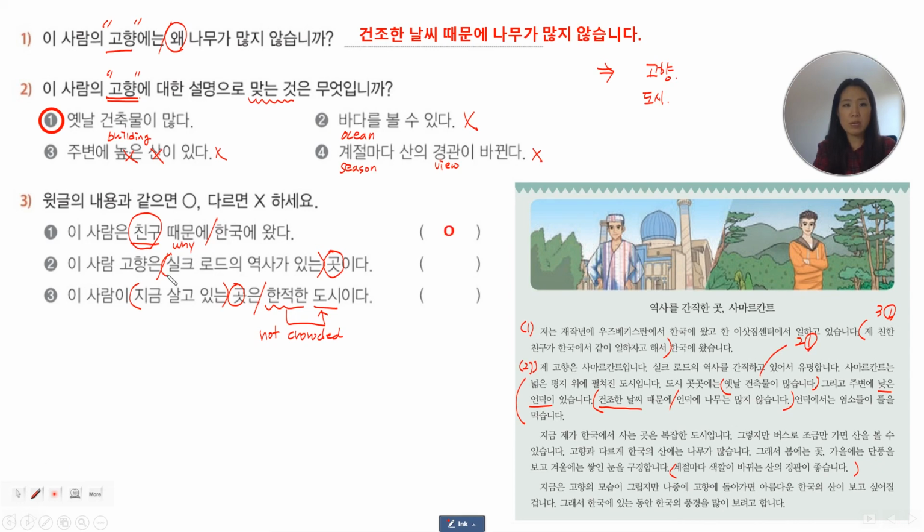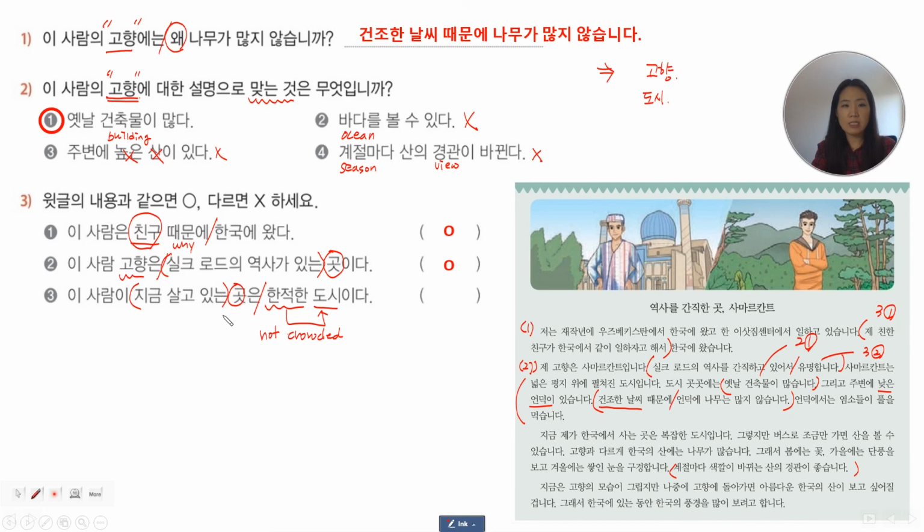Number 2. 이 사람의 고향은 실크로드의 역사가 있는 곳이다. The hometown, paragraph 2. Second sentence. 실크로드의 역사를 간직하고 있어서 유명합니다. So this hometown, the Samarkand, is famous because it keeps the history of the Silk Road, so which is mentioned. So the answer is correct.